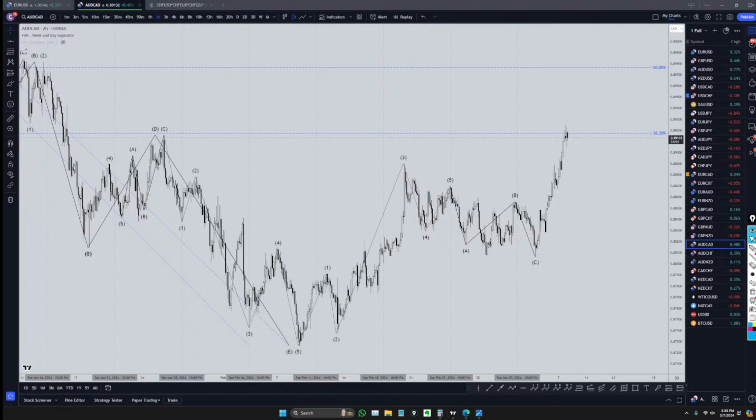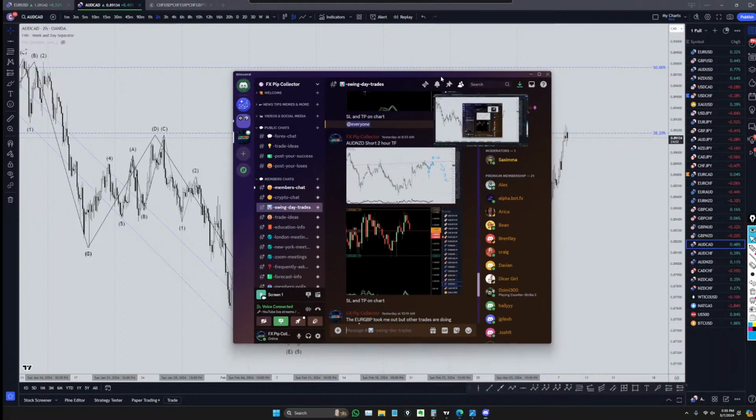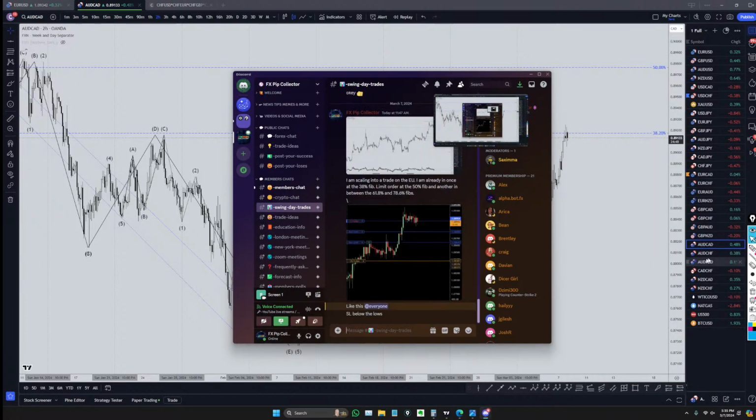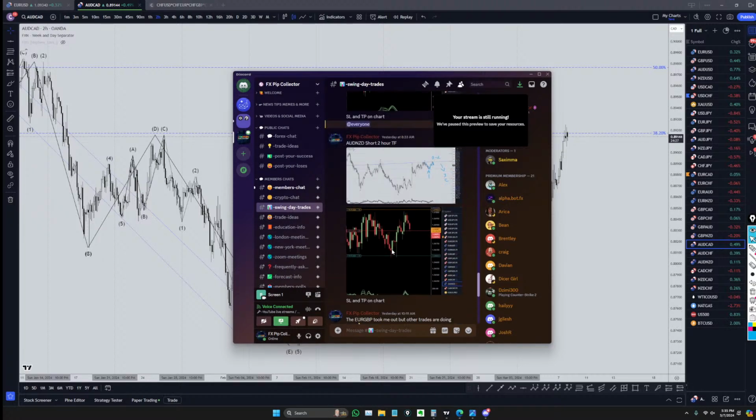Let me see. Now, like I said, I do sell all my swing trades with the groups. This is the tab that I sell all my swing trades. This right here, this morning is when I was telling the group that I'm putting limit orders in here on the euro dollar. I said I'm putting a limit order at the 38, I'm putting a limit order at the 50, and I'm putting a limit order at the 78.6. And if you know what happened to the euro dollar today, then you know that anybody that followed my analysis definitely made some money on that one.